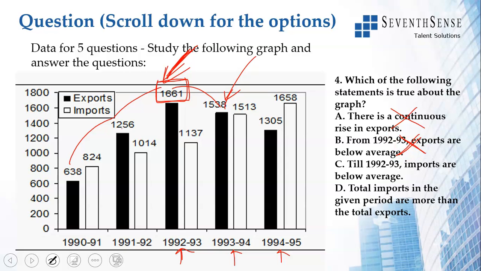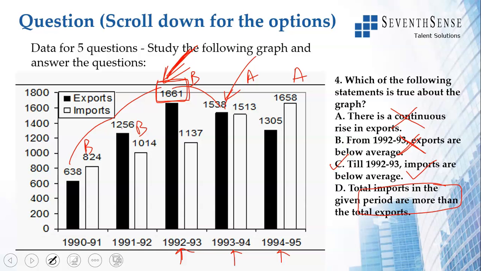In the previous calculation we saw that till 92-93, imports are below average, and the last two years are above average imports. That is what we saw previously. So this is definitely true. We'll also check the other option, just to ensure there is no option which says more than one statement is true, or C and D are true. This is definitely true.